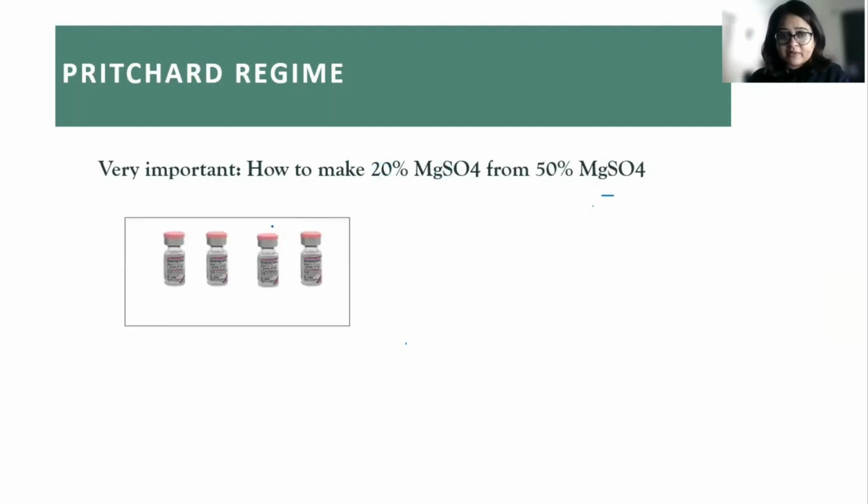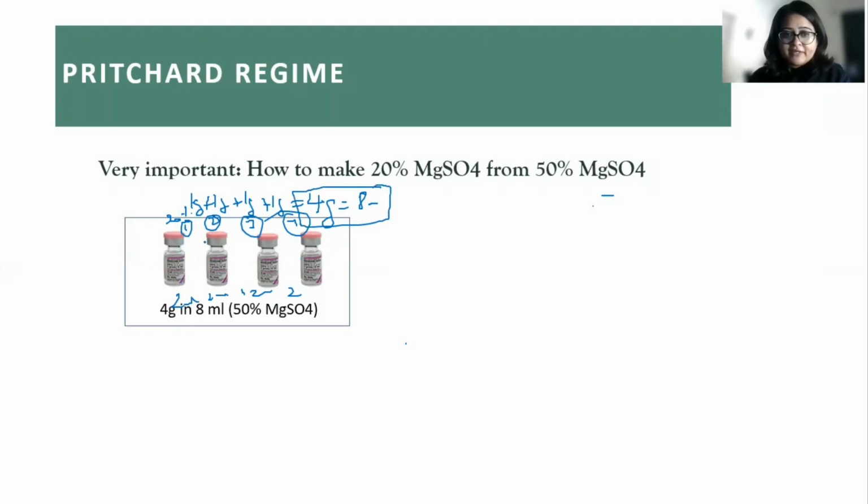So let me make it simpler. Here you can see there are 4 ampules of magnesium sulfate. This is 50% magnesium sulfate. You have 1 ampule, 2 ampules, 3 ampules, and 4 ampules. Each ampule, I said, contains 1 gram. So 1 gram plus 1 gram plus 1 gram plus 1 gram is equal to 4 grams. And this is in how much ml? Each is 2 ml. So 2 ml plus 2 ml plus 2 ml plus 2 ml is equal to 8 ml. So here we have 4 grams in 8 ml of 50% magnesium sulfate, right?